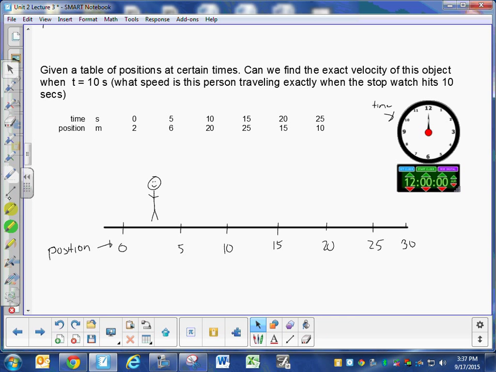Okay, so if I'm trying to find my velocity at the 10th second, I'm located at the 20th meter mark. Does that mean I've traveled, or I'm traveling at that location 20 meters per 10 seconds or 2 meters per second? No. No, it doesn't, right? All I do know is that I traveled from the position of 6 at time 5. I got to the position of 20 at the 10th second, and then I got to the position of 25 at the 15th second. Maybe I traveled like this throughout the course of the 10 seconds.